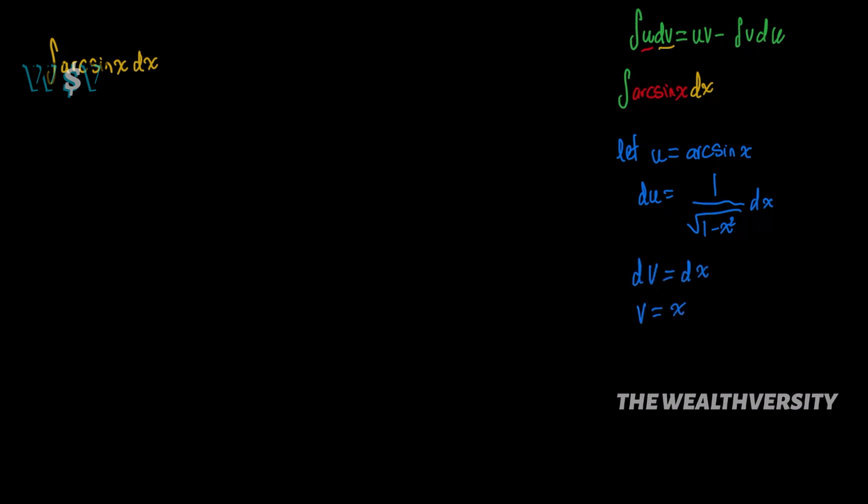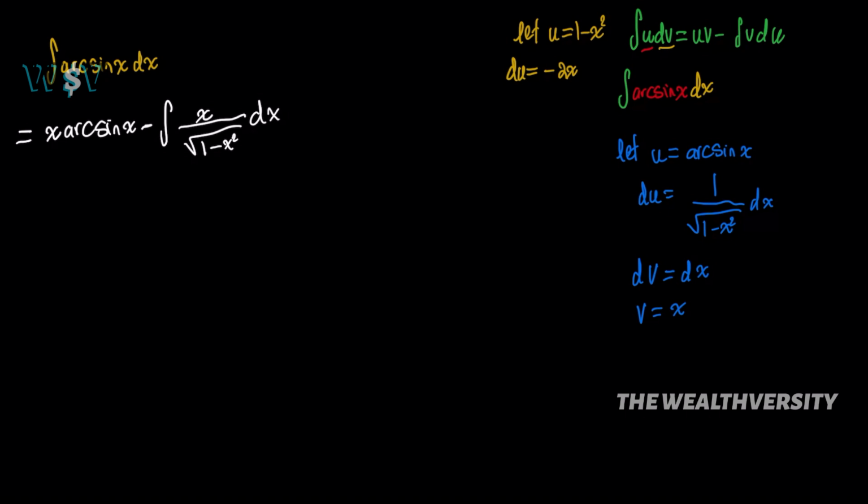We apply the formula to get x times arc sine x minus the integral of x over the square root of 1 minus x squared dx. Now solving this integral is not straightforward, and using integration by parts may not be the fastest and easiest way to solve it. So we will use substitution. We will let u equal 1 minus x squared, which makes du equal to negative 2x dx. And if we isolate for dx, we get du over negative 2x.